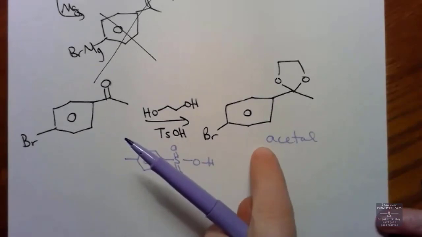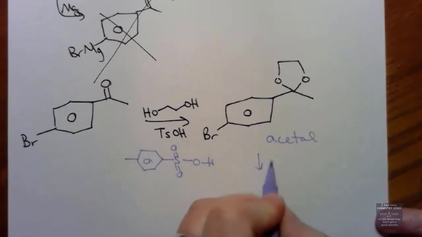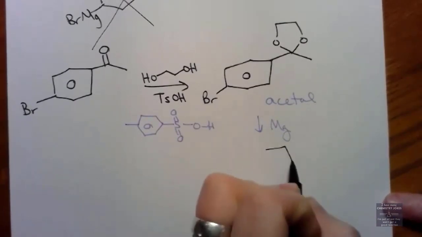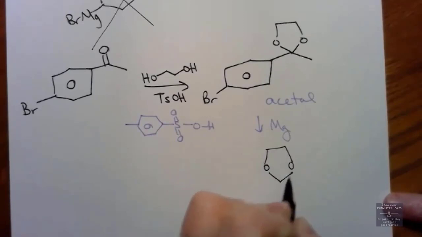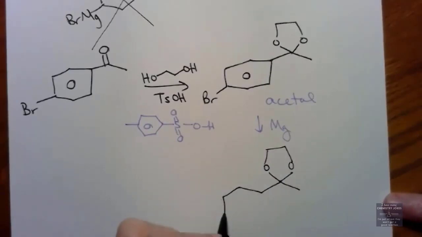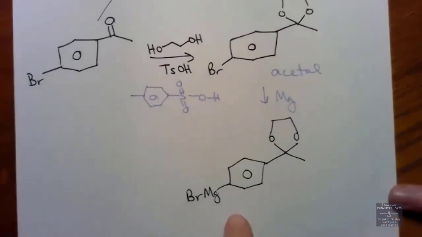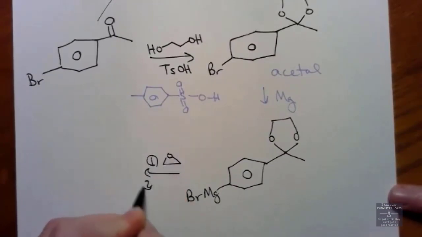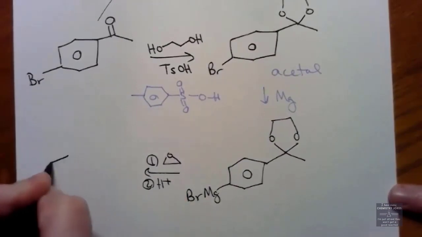Once I have this acetal, acetals are stable in base, so I can add my magnesium now and expect my Grignard to form, because I don't have a ketone that's going to disturb the peace. My ketone is disguised. Make my Grignard, add an epoxide first, acid work up next to get here.